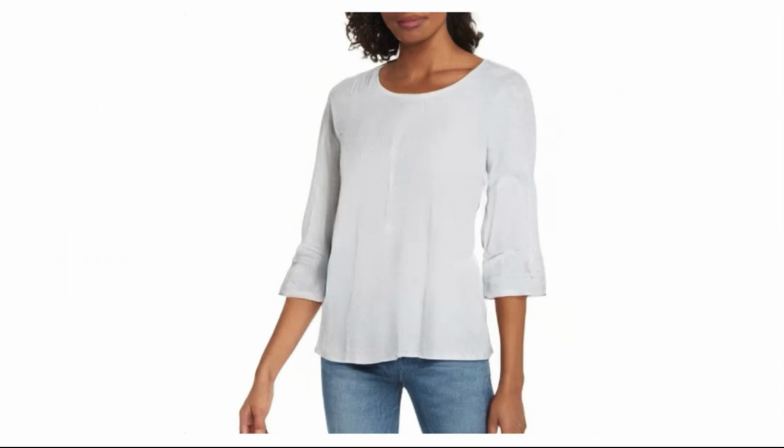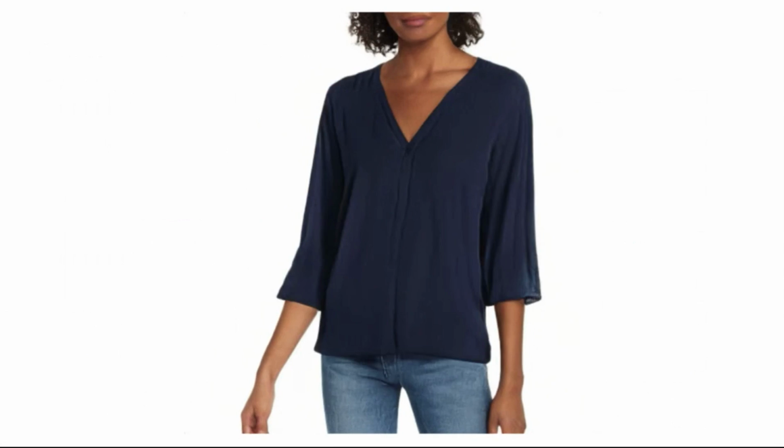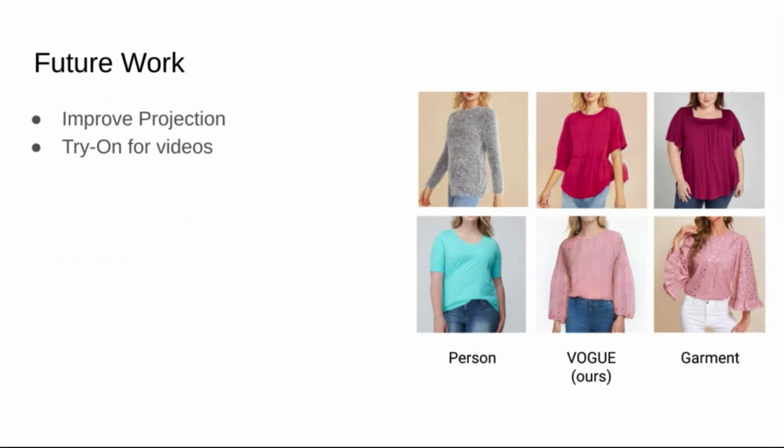Here we show several try-on results. Notice the variety in pattern, sleeve length, and neckline. Improving projection is a direction of future work. In these examples, you can see the loss of detail, for example, in the sequence on the bottom row.